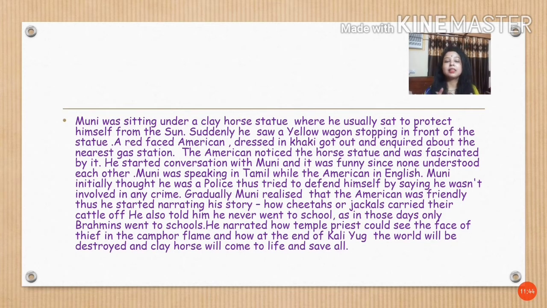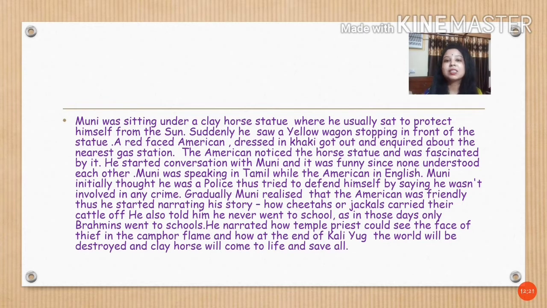So what he said was that when the Kali Yuga ends, the world will be destroyed. And who will come to save them? The clay horse. The clay horse under which he was sitting will come to life and save them from this disaster. So the village where he stayed had this belief that this clay horse which was kept there would turn into a lively being and save them all when the Kali Yuga ends and the world is destroyed. This is all that Mooney narrated to the American.